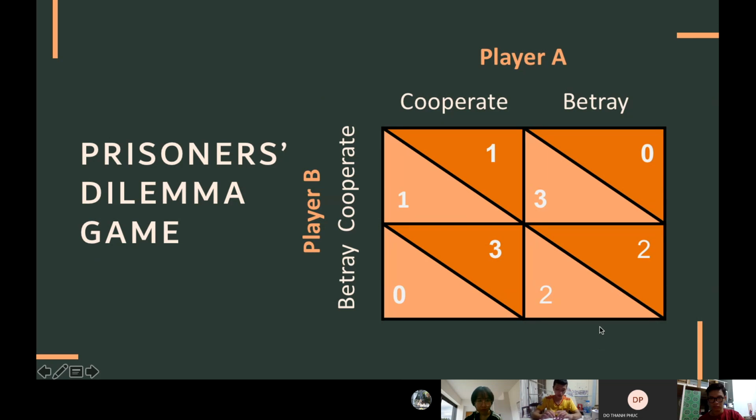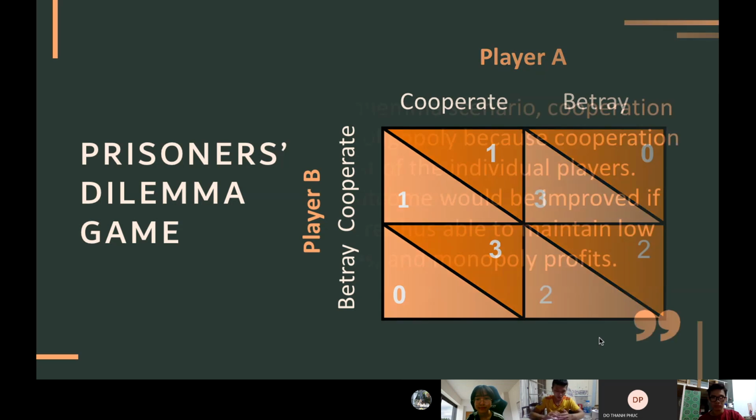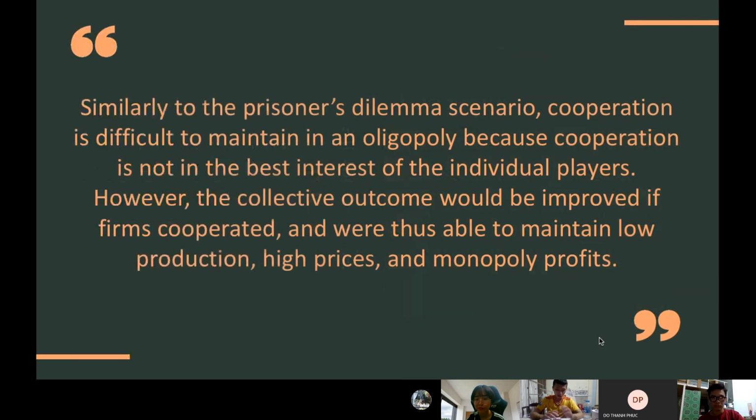This outcome is not Pareto optimal. It is clearly possible to improve the outcome for both players through cooperation. If both players had denied the crime, they would each be serving only 1 year in prison. And this is a picture of how this game operates. Next please.